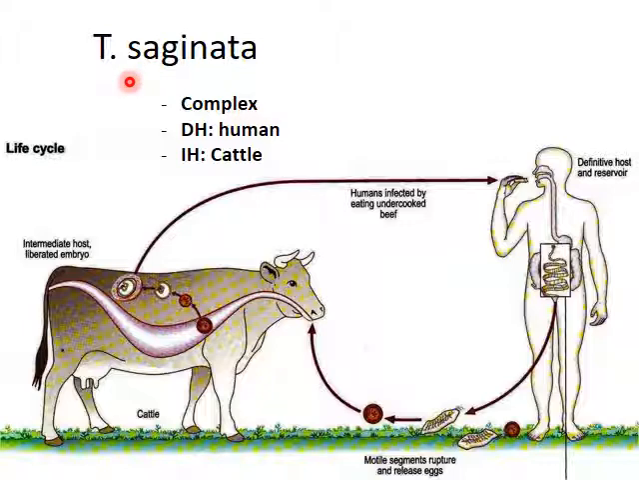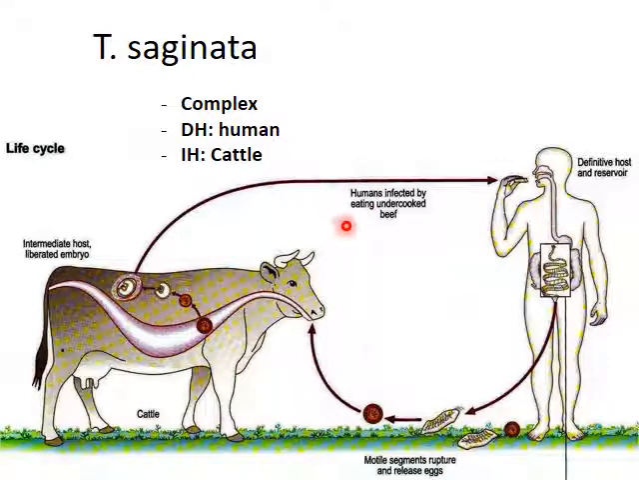Now let us see how the life cycle of Taenia saginata works. The life cycle of Taenia saginata is complex, that is, it requires 2 hosts, definitive host and intermediate host. Definitive host is the one in which the parasite undergoes sexual multiplication and intermediate host is the one in which parasite undergoes asexual multiplication. The definitive host in this case is human and the intermediate host is the cattle or cow. And the mode of transmission is ingestion of contaminated or undercooked beef.